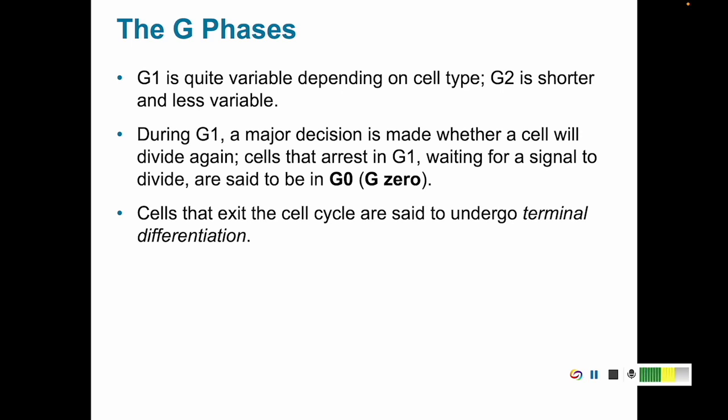Some cells will opt out of the cell cycle altogether, go into G0 permanently. And those cells that have opted out of the cell cycle altogether are terminally differentiated. So something like your nerve cell is not going to divide again. It has undergone terminal differentiation.